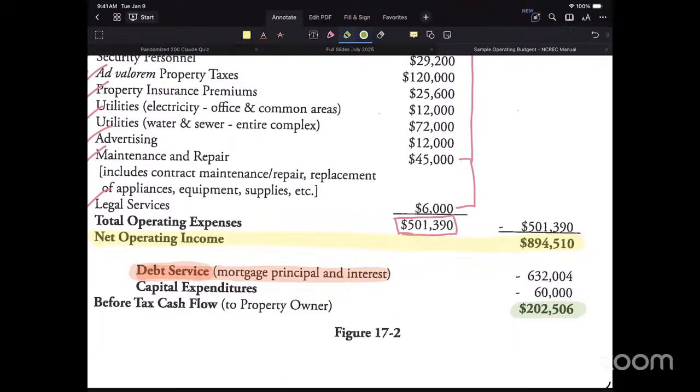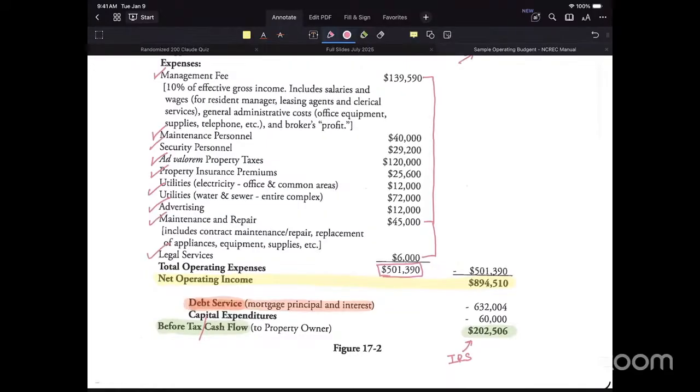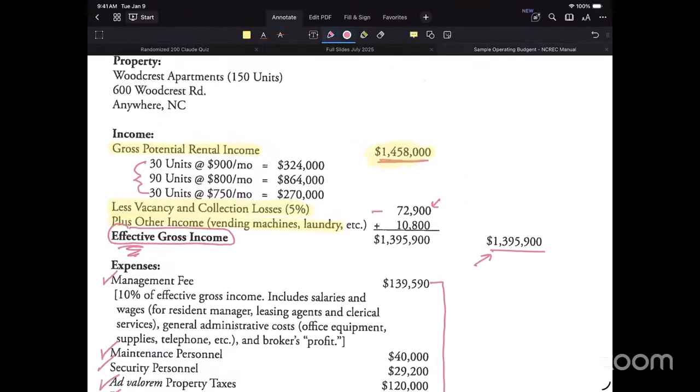Investing means you look at all of the little different pieces and what this really looks like money-wise. We call this the before tax cash flow, or sometimes they just call it the cash flow. This is before taxes. You would pay the IRS taxes on $202,506, not the $894,000 or the $1.48 million.